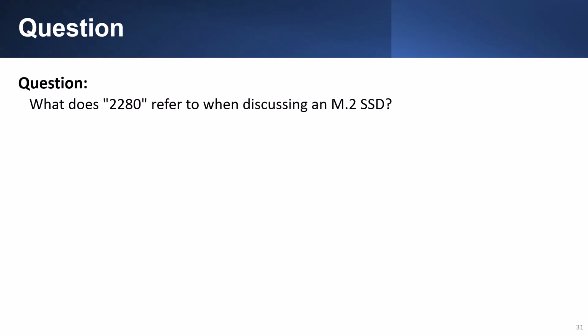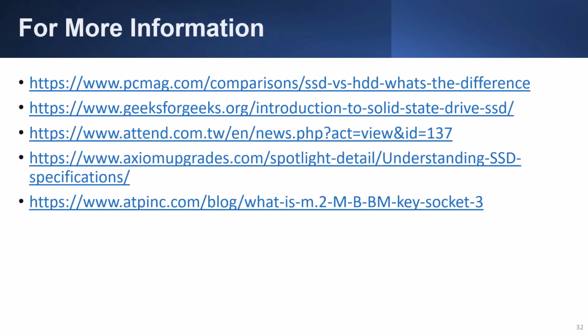Question. What does 2280 refer to when discussing an M.2 SSD? Answer: 22 millimeters wide, 80 millimeters long. For more information, refer to these sites.